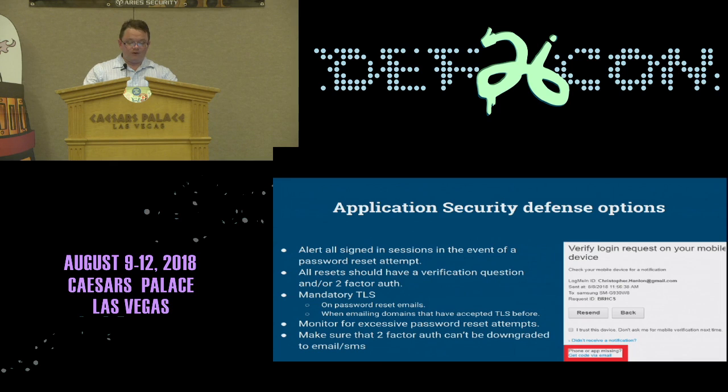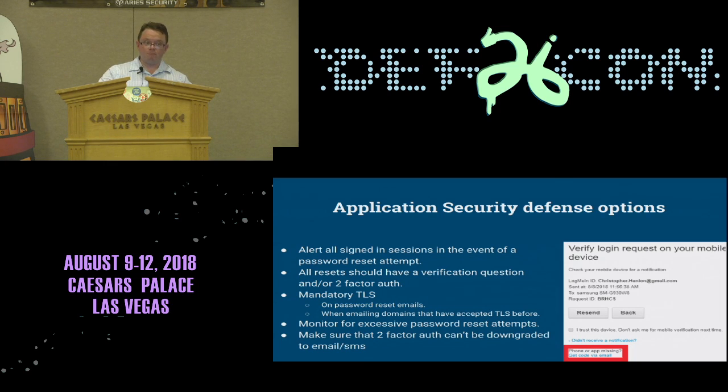So if you're a developer, I hope that you're tracking what's going on with password reset attempts. If you have a bunch of reset attempts from the same IP address or IP range, I'd be suspicious. A bump in the number of password reset attempts is worth responding to. All resets should have some form of verification question or a second form of authentication.